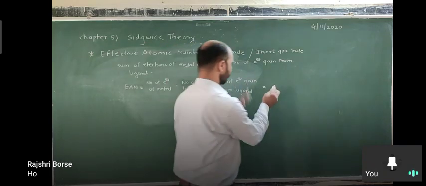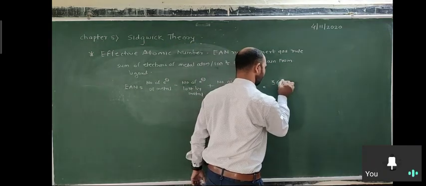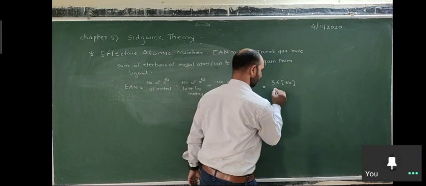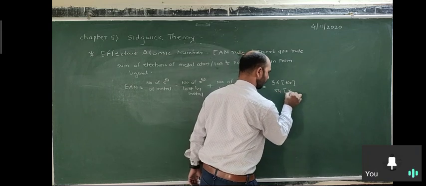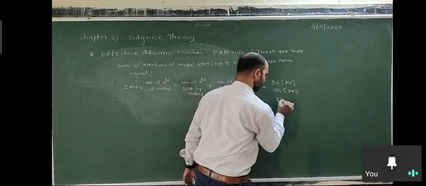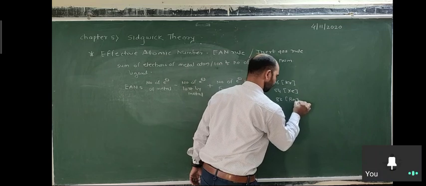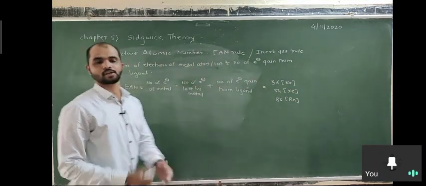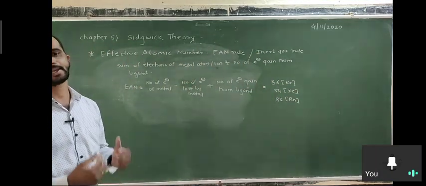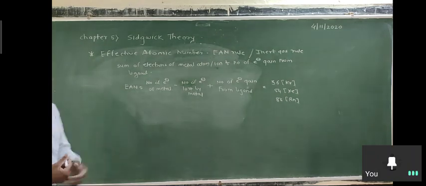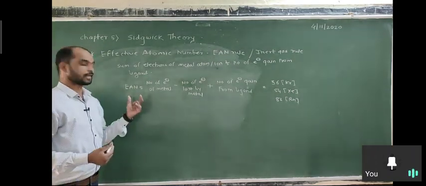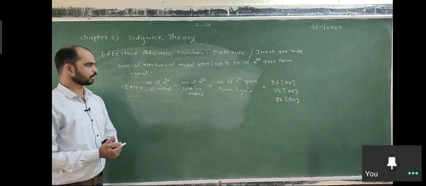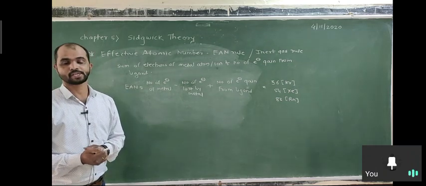If this total is equal to 36 for krypton, 54 for xenon and 86 for radon, that means it is obeying the EAN rule. Okay, I repeat again. How do we calculate the EAN or effective atomic number for a given complex?